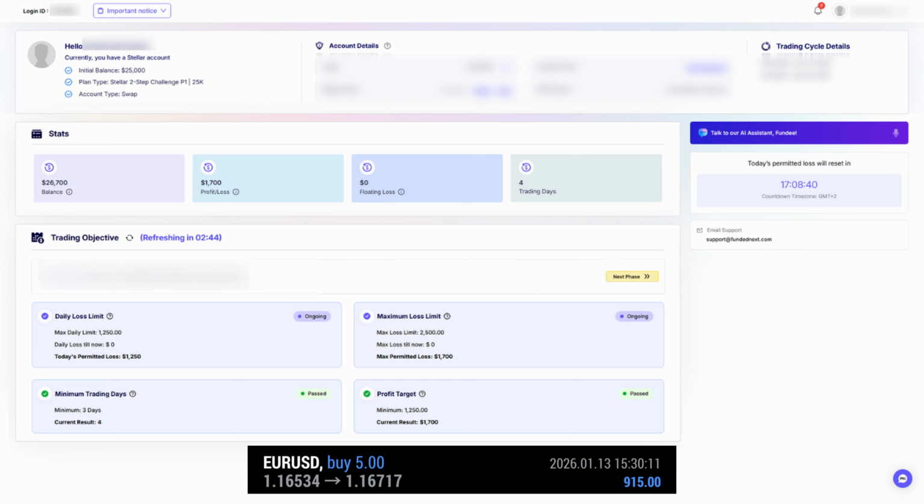You can also check the entry and exit prices. Everything is visible on the screen. Phase 2 will also be traded live within a few days.